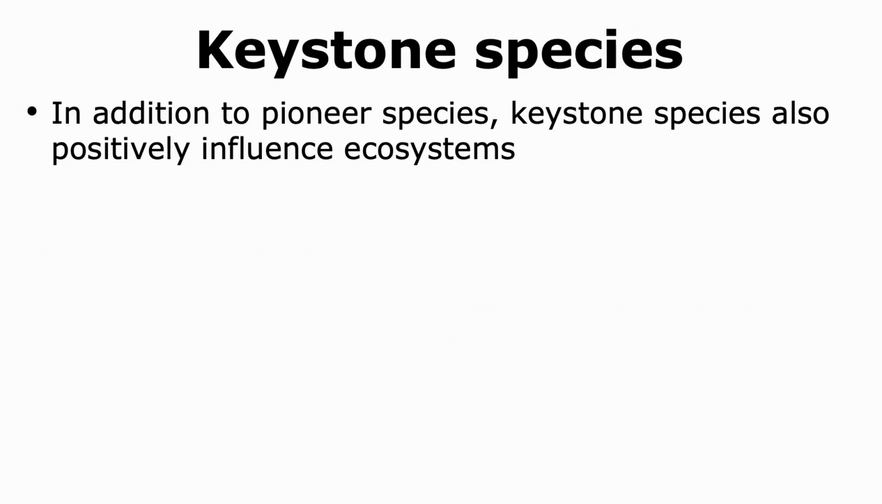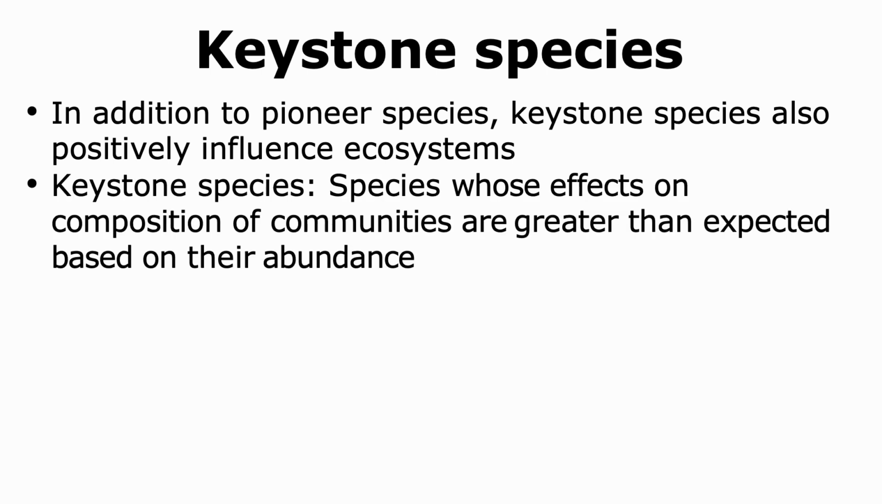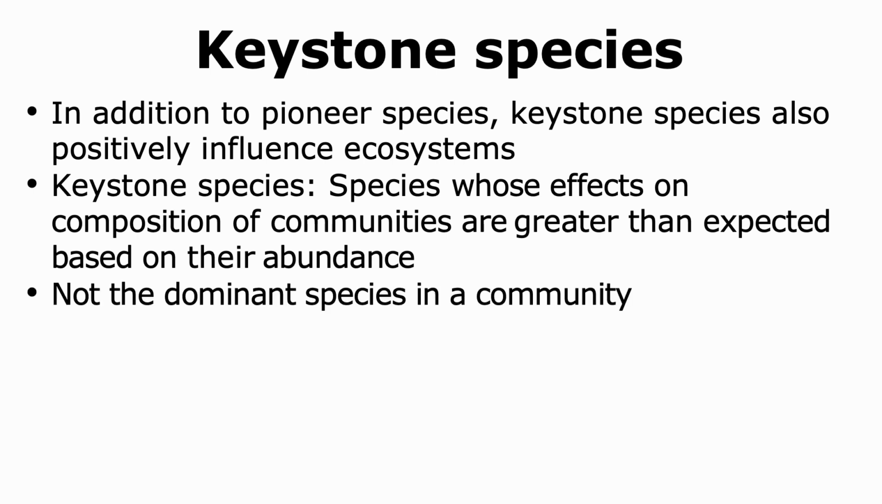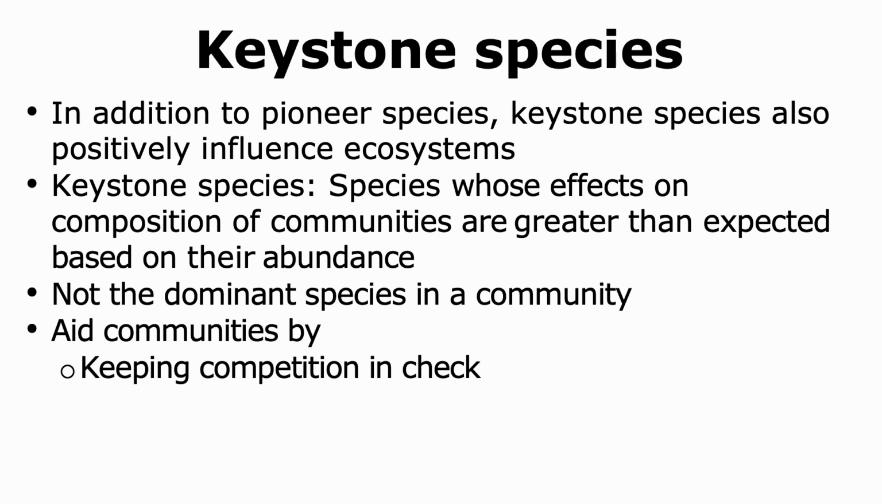Keystone species are another type of species that positively influence ecosystems the way pioneer species do. Keystone species are those whose effects on the composition of communities are greater than expected. Keystone species are usually not the dominant species present in a community. They can help communities in different ways. Some examples where keystone species help communities is by keeping the competition in check and by providing resources to the other organisms present in the community.